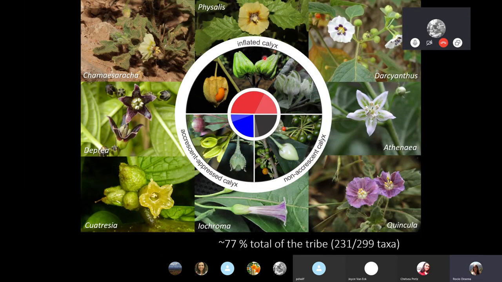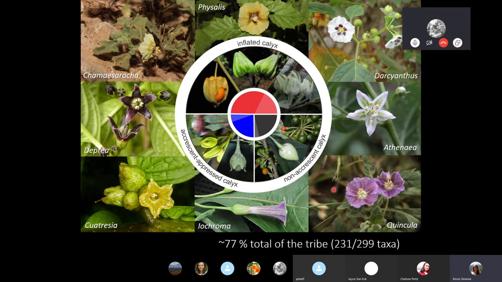So for this, in the first place, we increased the samples, including 231 species of almost 300 species that are included in the tribe. And this represents 77% of the tribe diversity. So the samples were obtained from fieldwork, herbaria, and also a lot of collaborations with other researchers, some of you that are here in the seminar.